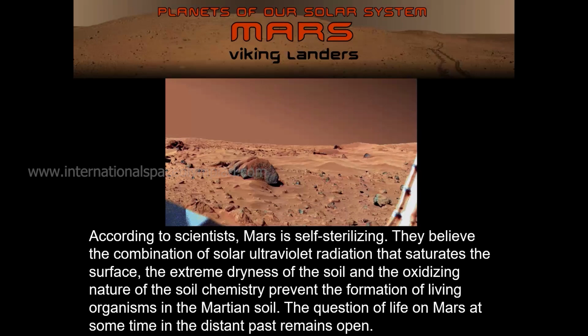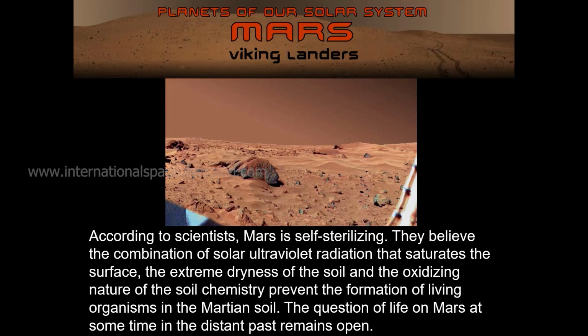But the interesting thing is, according to scientists, Mars is self-sterilizing, which means there is this combination of solar ultraviolet rays, that is UV radiation, that saturates the surface. You know that UV radiation can sterilize things, right? Sterilizing means getting rid of all the microorganisms. So naturally, the Martian atmosphere has this ability. When these solar ultraviolet rays saturate the surface, the extreme dryness of the soil and the oxidizing nature of the soil chemistry prevent the formation of living organisms in the Martian soil.